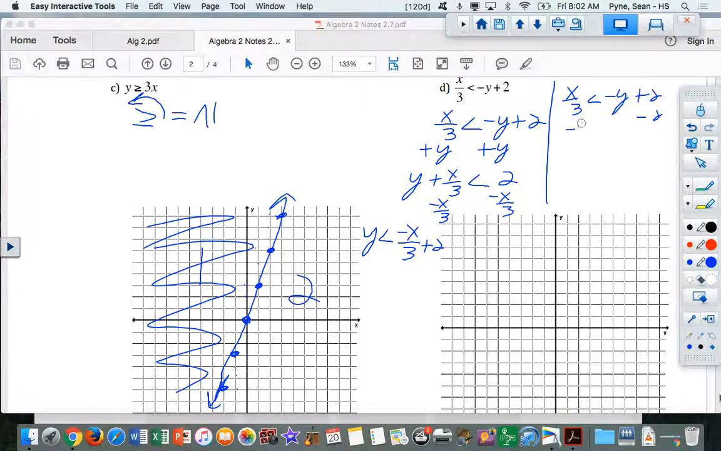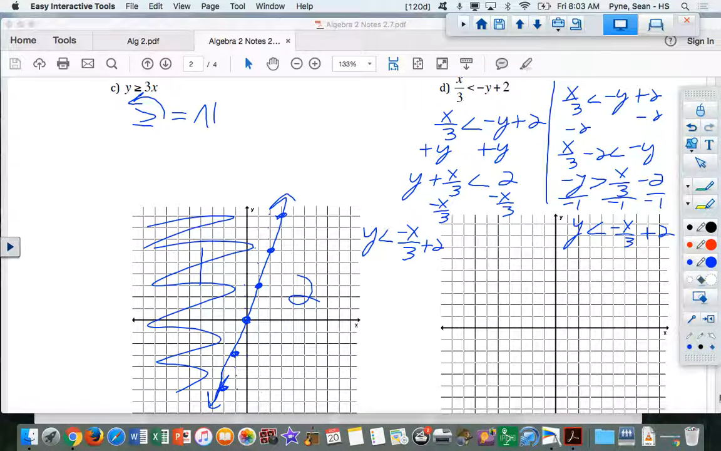If we subtracted 2 from both sides, x over 3 minus 2 is less than negative y. When I rewrote this, I would have negative y greater than x over 3 minus 2. But now I have to divide everything by negative 1. Do not forget the rule: when you divide everything by negative 1, your inequality sign flips. All right? And we have the same thing. So you choose which one works for you. You're going to get the same answer in the end, and that's what really matters.